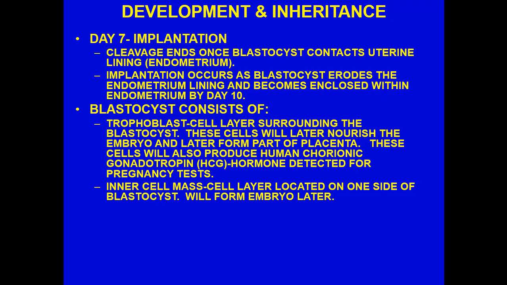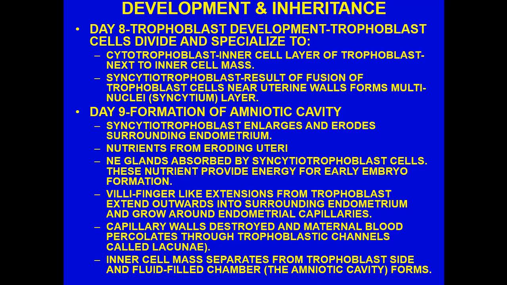Now, the inner cell mass. This is the cell layer located on one side of the blastocyst, but it's on the inside. And this is going to, as I said, form the embryo later. Day 10, trophoblast development. Trophoblast cells divide and specialize to the cytotrophoblast, which is the inner cell layer of the trophoblast, next to the inner cell mass. Syncytiotrophoblast, which is the result of the fusion of the trophoblast cells near the uterine walls, and they end up forming this multinucleated syncytial layer.